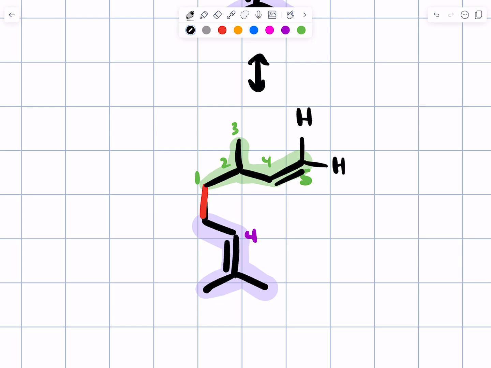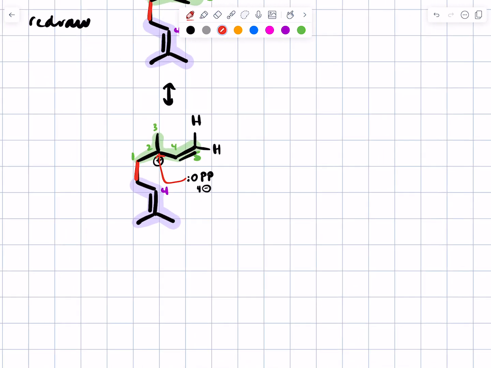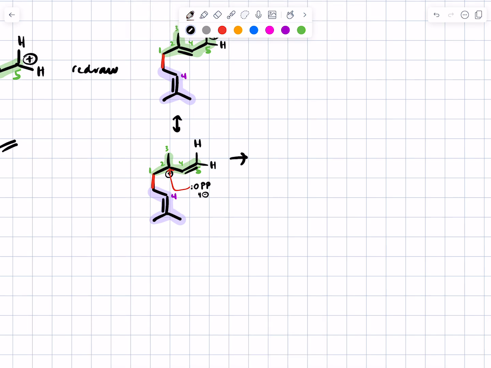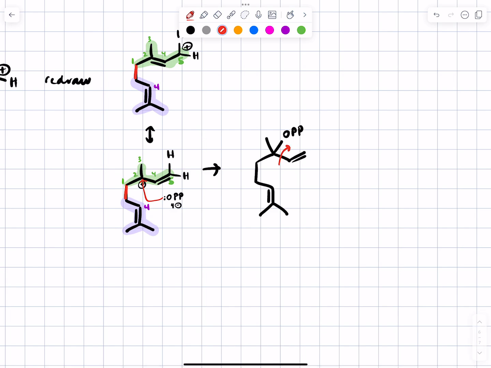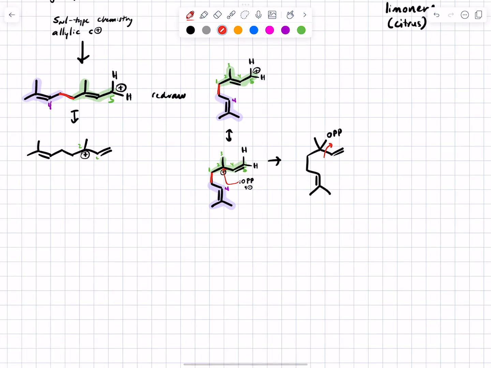But in nature, what's thought to happen is the pyrophosphate group that left, which I'm going to abbreviate as the OPP, in this case now with 4 negative charges, comes in and attacks at the more substituted carbon 2 to give me the following intermediate. By putting that leaving group back at carbon 2, I no longer need conjugation, and I'm allowed freely to rotate around the bond between green carbon 2 and 4.